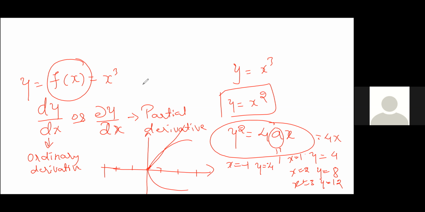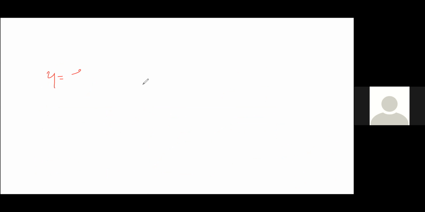Okay, so whenever you consider y square equals 4ax, y is the dependent variable which depends on x. If you consider y equals f of x, that means y is depending on x. So y is the dependent variable and x is the independent variable. If you keep on changing x, the corresponding y values also will change.